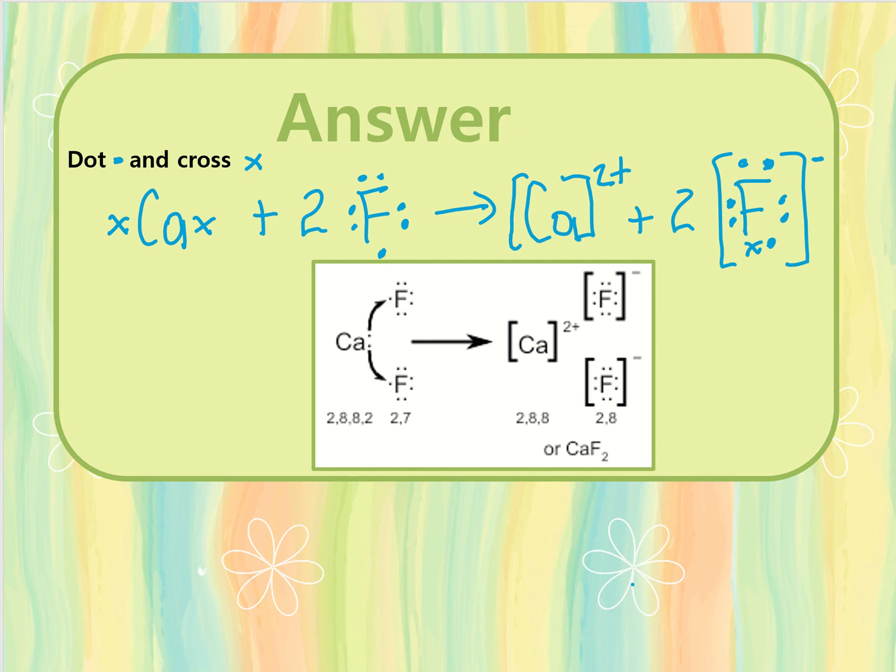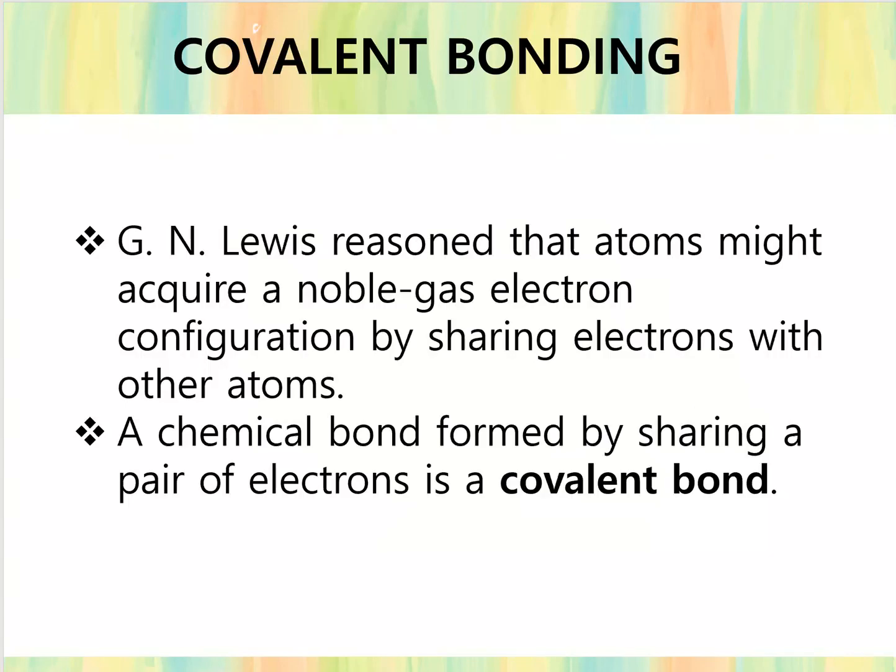So for covalent bonding, Lewis reasoned that atoms might acquire a noble gas electron configuration by sharing electrons with other atoms, as we saw. And so a chemical bond formed by sharing a pair of electrons is called a covalent bond. So just another review, because we saw that already.